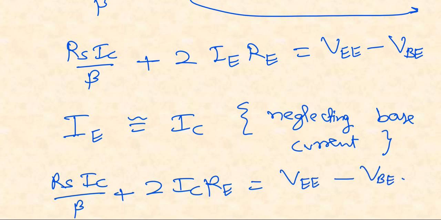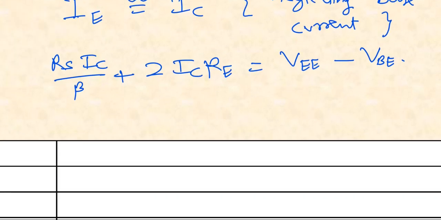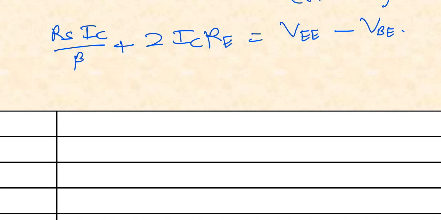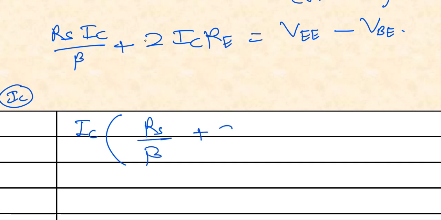So there are some assumptions while doing the DC analysis. Okay, then what is our aim? Our aim is to find the expression of IC, right? So just separate out, take IC common. So this becomes IC times RS by beta plus 2 times the emitter resistance equals VEE minus VBE.